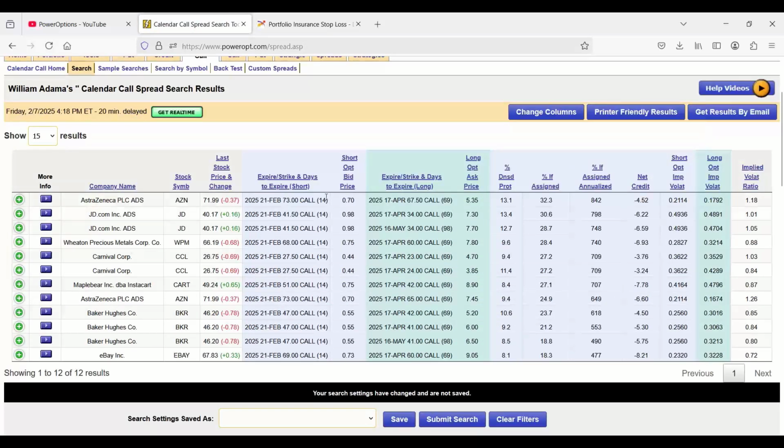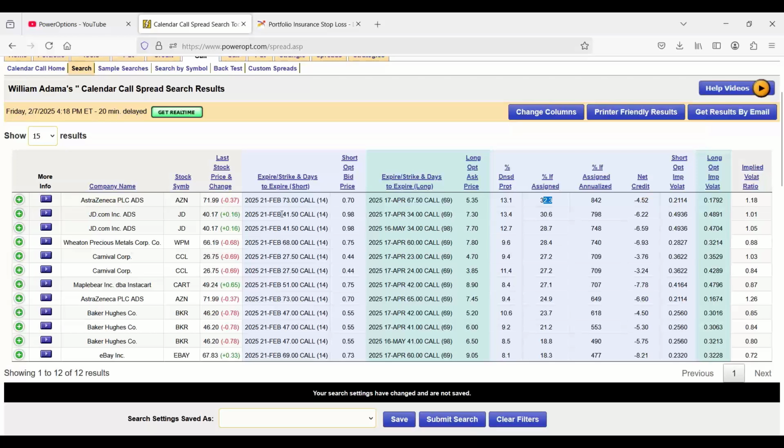All right, so we've got AstraZeneca stock at $71.99, selling the 14-day out February 73 call, buying the April 69 days out in time, 67.5 for $535, a 13% downside protection. Peak tent return at the max of the profit zone, max return is 32.3%. That's the best case scenario.